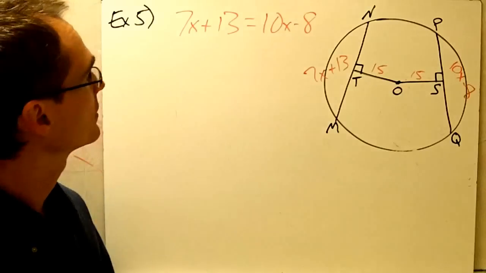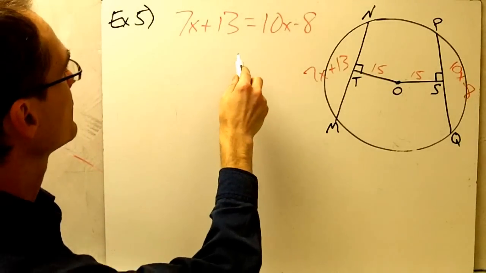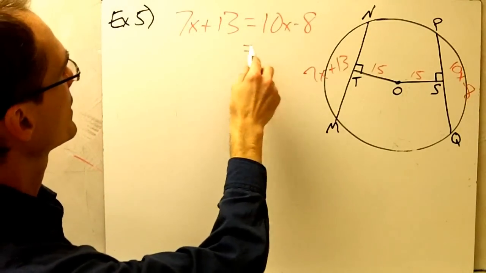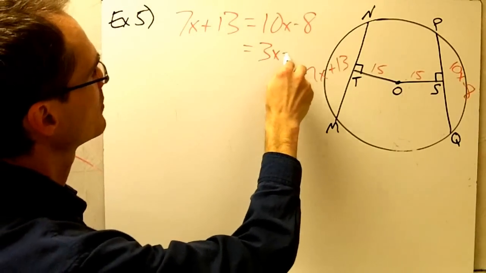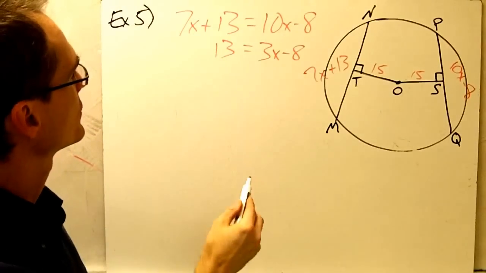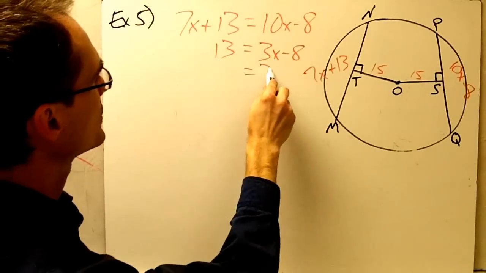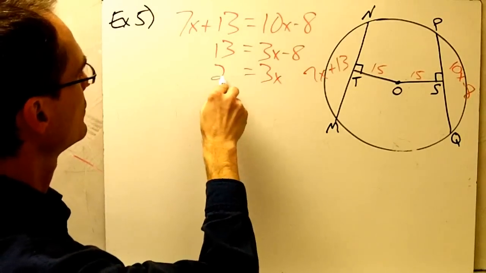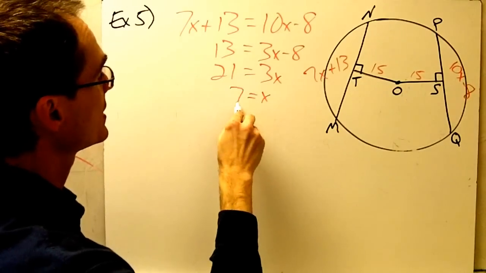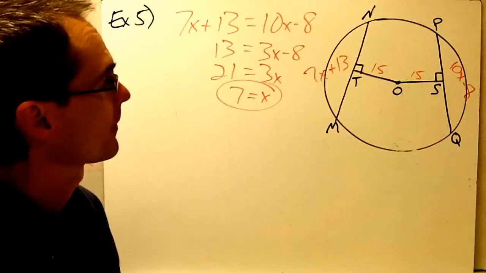They're equidistant from the center. So now let me just solve this for x. If I subtract 7x from both sides, that's going to be 3x minus 8 equals 13. If I add 8 to both sides, that's going to give me 3x equals 21. And so x is equal to 7.